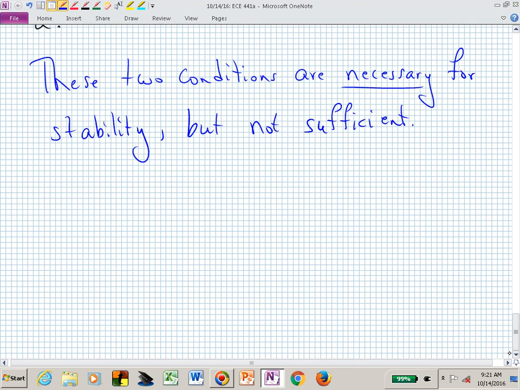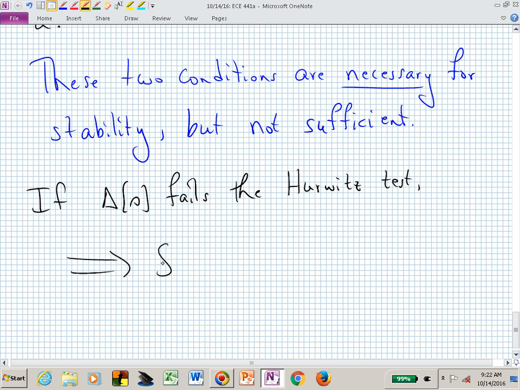Which means if this polynomial that we are examining, if delta of s fails, and it could fail in 2 different ways. It could fail with a missing coefficient, or one of those present coefficients could be negative. That would be a failure of the Hurwitz test. If delta of s fails the Hurwitz test, then if that's all we need to determine, then we know that we have a root in the right half plane, or our system is unstable.